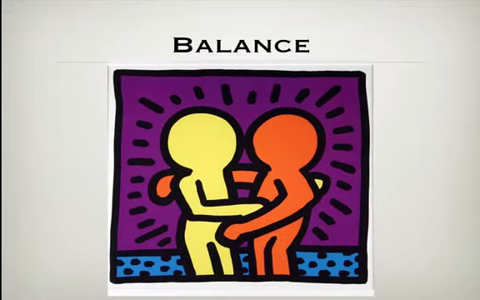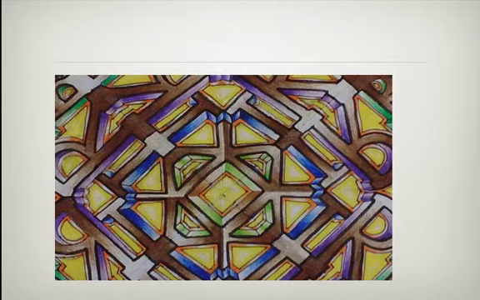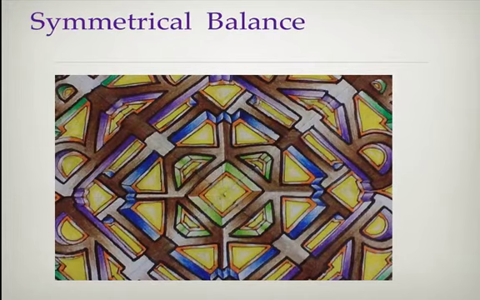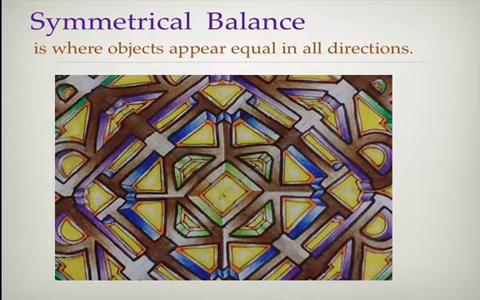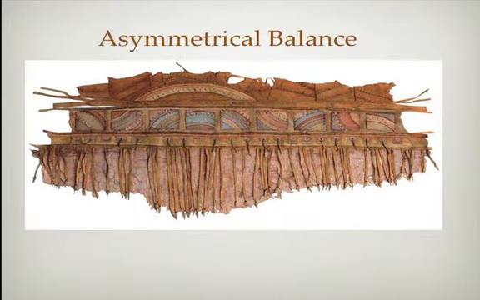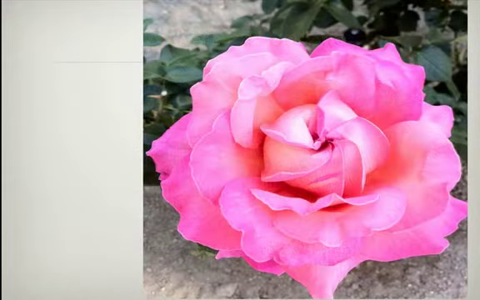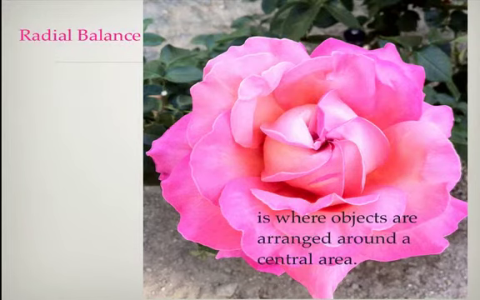We'll start off with balance. Now, there's 3 types of balance, so let's have a look. This balance is called symmetrical balance because it is where objects appear equal in all directions. And this type of balance is called asymmetrical balance. It is where all sides are not equal. And here we have radial balance. It's where objects are arranged around a central area.